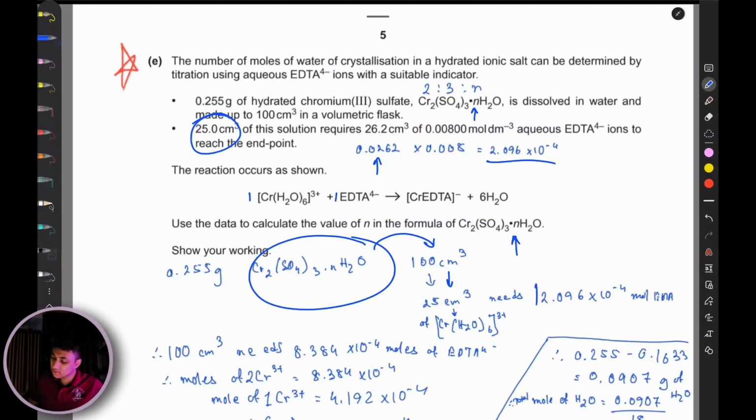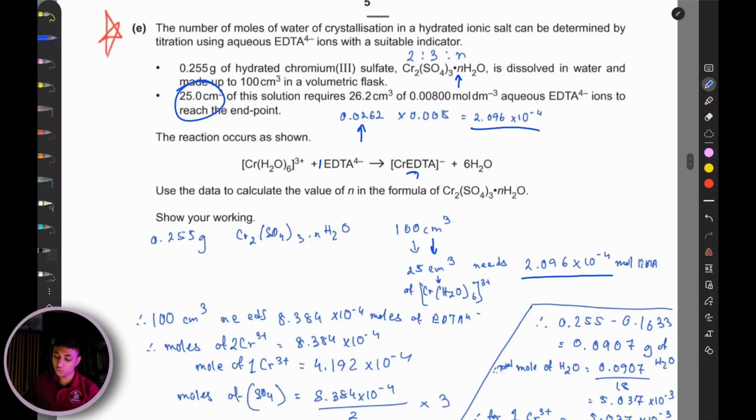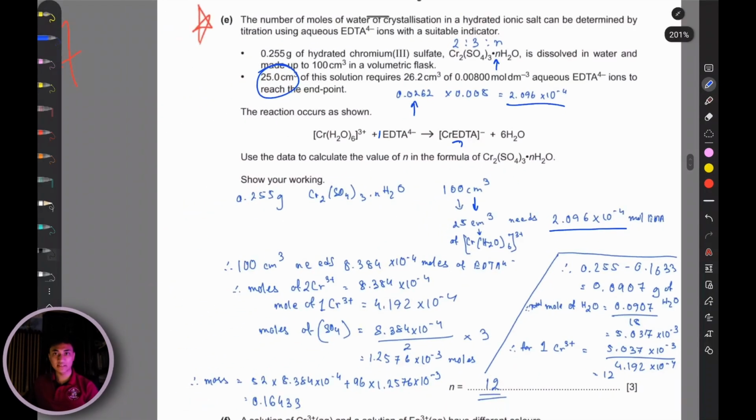So if these many moles were required to turn this into this, you exactly will turn 2.096 × 10^-4 moles of hydrous chromium ions, right? So since the ratio is 1:1, whatever the mole of EDTA you find is also going to be the moles of your hydrous chromium ions. Fair enough. So you know the mole of chromium ions.